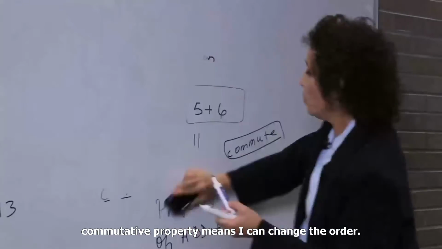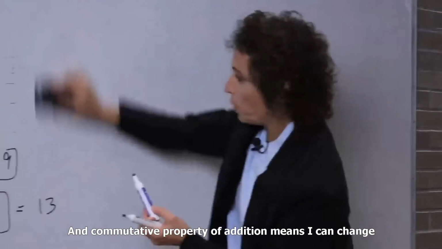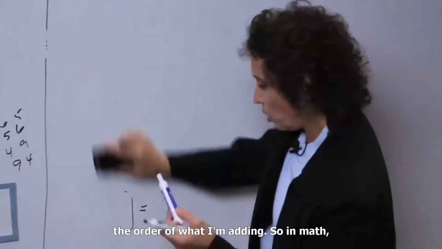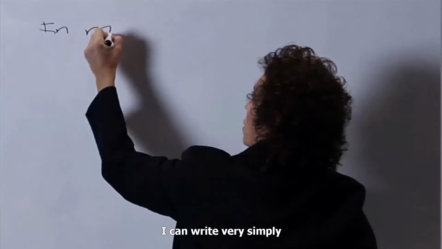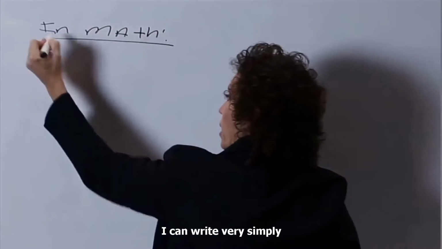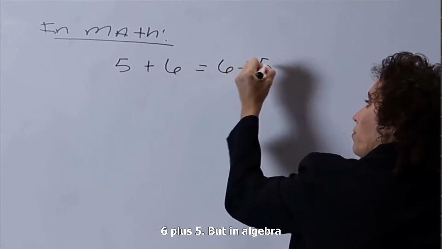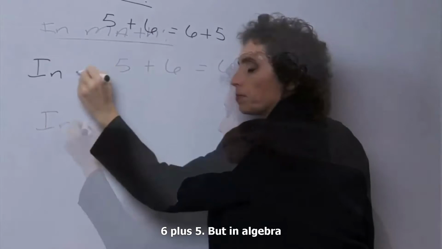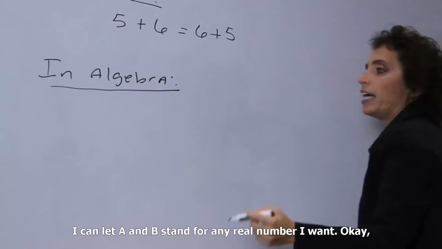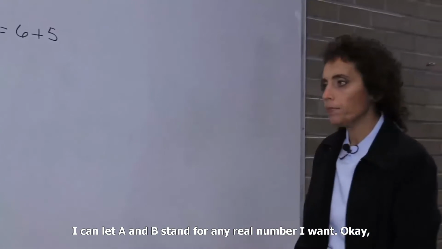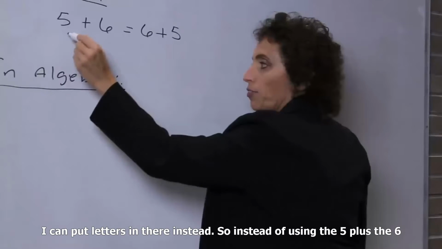Okay. So again, commutative property means I can change the order. And commutative property of addition means I can change the order of what I'm adding. So in math, I can write very simply exactly what I just wrote. 5 plus 6 equals 6 plus 5. But in algebra, I can let A and B stand for any real number I want. Okay, and you now know some of the real numbers, the whole numbers, the natural numbers. And I can put letters in there instead.